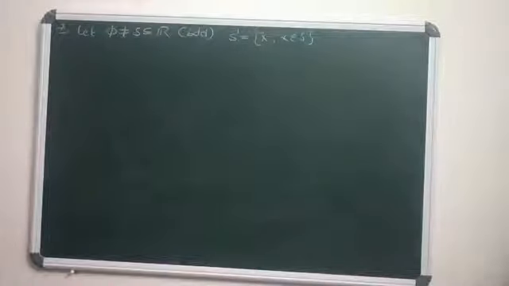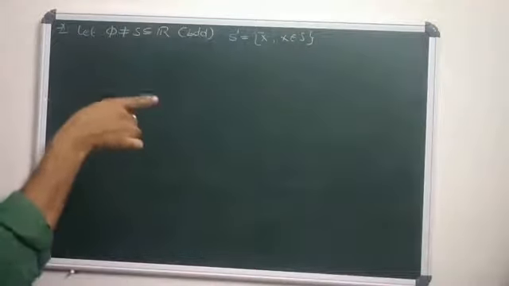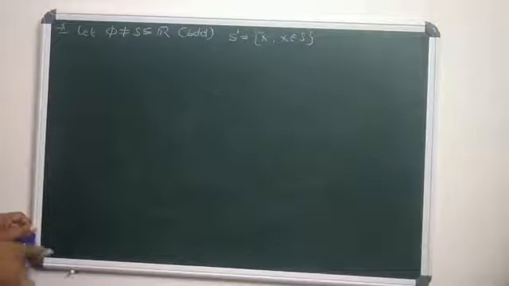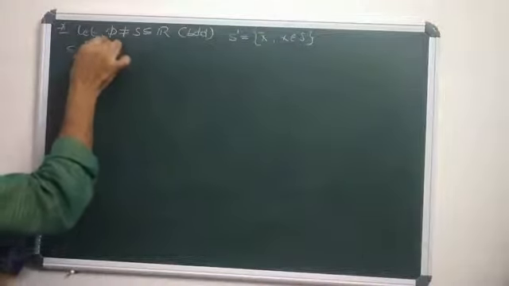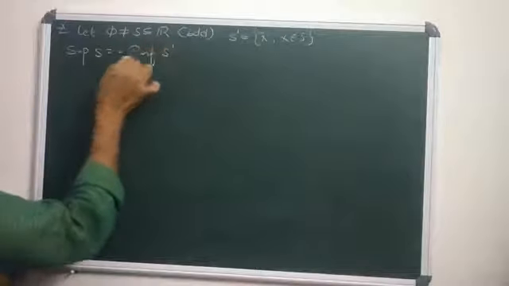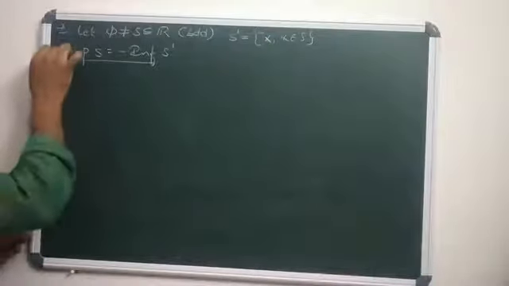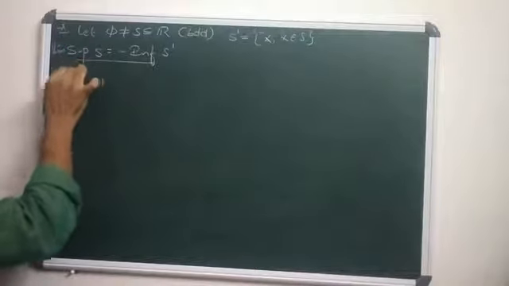S is a non-empty subset of R and S is bounded, meaning it is both bounded above and below, and we define S dash as the set of all minus x for x in S, that is, the set of negatives of the elements present in S. That is called S dash. Then the supremum of S equals minus the infimum of S dash. So this is an interesting result.